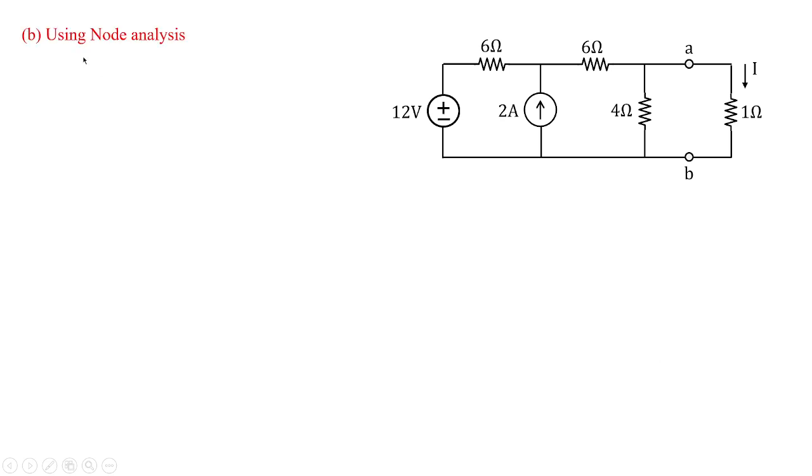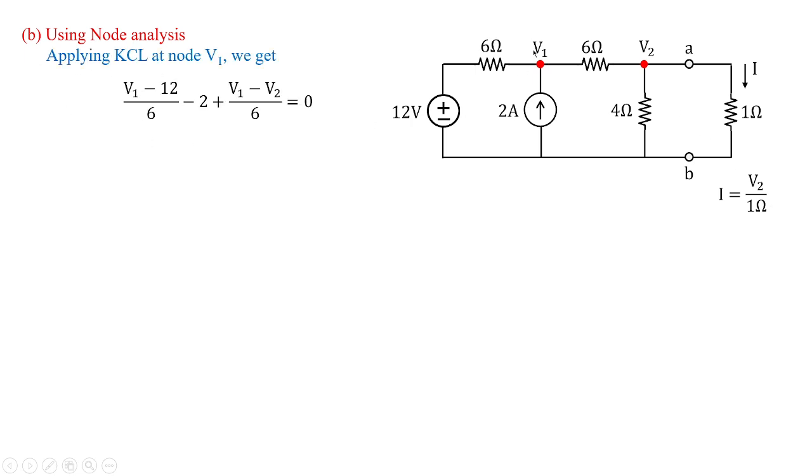Next, we'll go with the node analysis. So you have to identify two nodes, like here V1 and V2, and apply KCL over node 1 and node 2, and you'll get the solution for V1 and V2, and I is nothing but V2 by 1 ohm. That is the catch in this particular approach. So we are applying KCL at node 1. We are going to get V1 minus 12 by 6. That is this branch current.